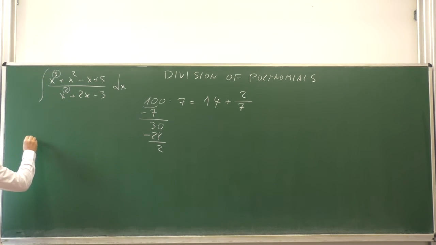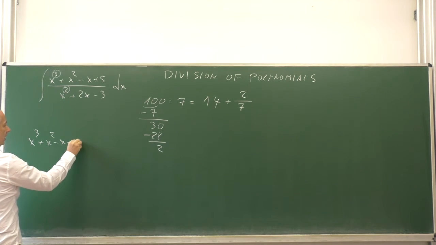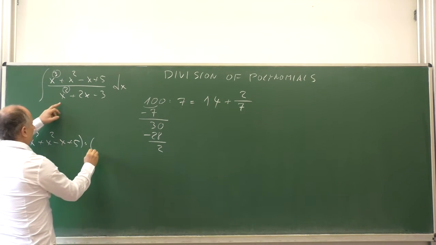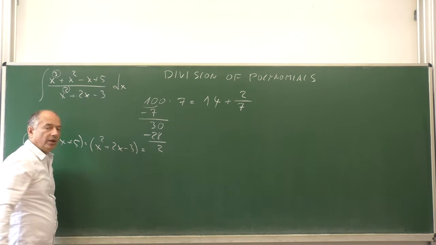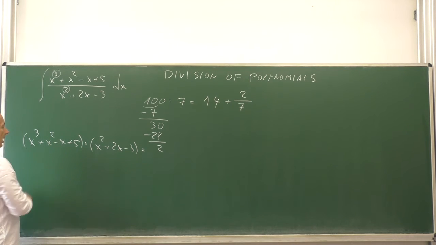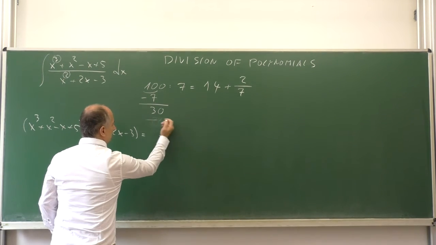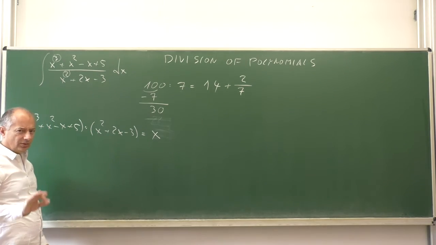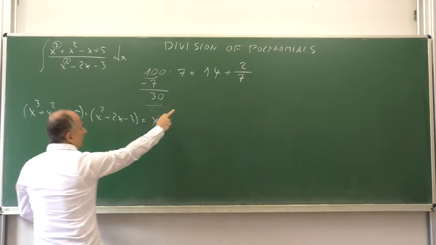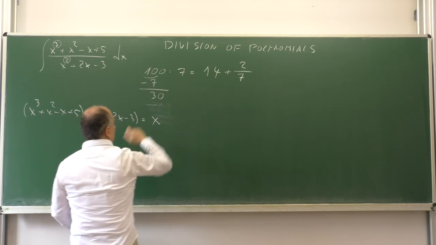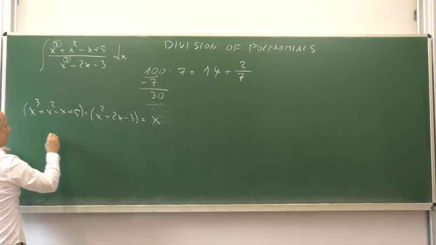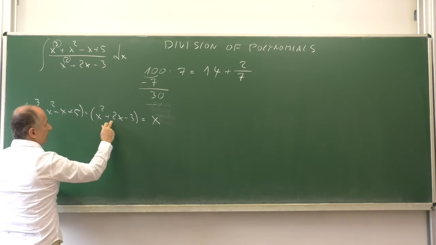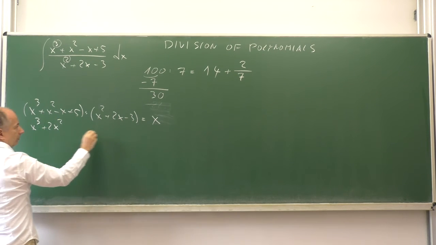If we write x cubed plus x squared minus x plus 5 divided by x squared plus 2x minus 3, we can proceed in a similar way. x cubed divided by x squared is x. But not exactly. We should correct this. Similarly, as we multiplied 1 times 7 is 7, then we multiply x times this, and we write it here. x times x squared is x cubed plus 2x squared minus 3x.